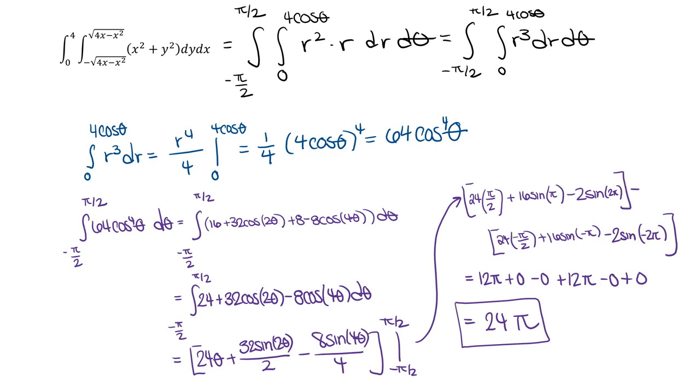And so I did a bunch of arithmetic. And basically what happened is all of those trig values ended up turning into 0. Because sine of pi is 0, sine of 2 pi, sine of negative pi. All of those trig values turned into 0. And so I was just left with a 12 pi minus a minus 12 pi. And so in the end, 24 pi is my final answer.